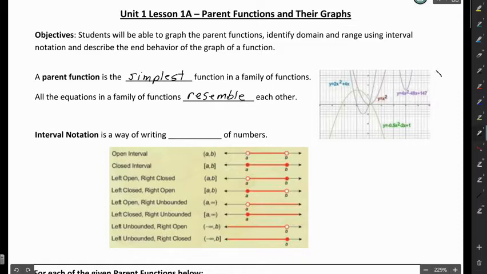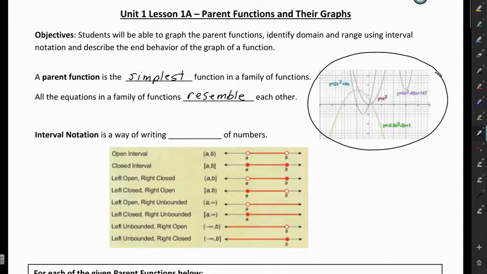And if you take a look at this graph I have over here, this is the family of quadratic functions. So they're all U-shaped, but some are moved left or right, some are flipped upside down, but you get the idea. This is an example of a family of functions.